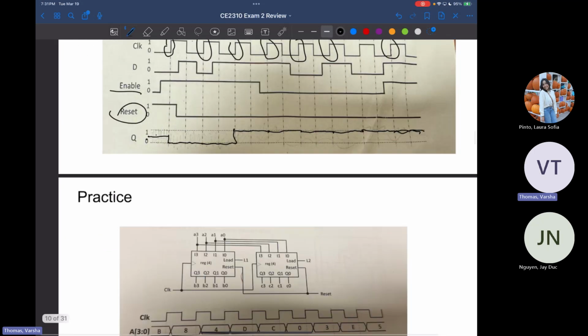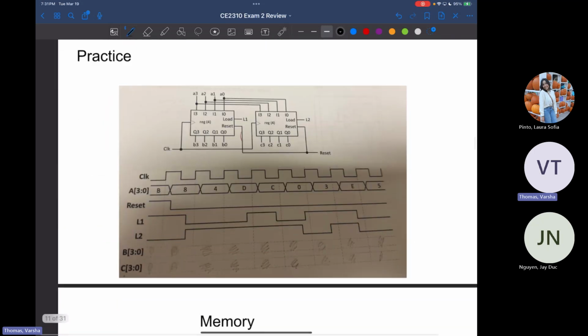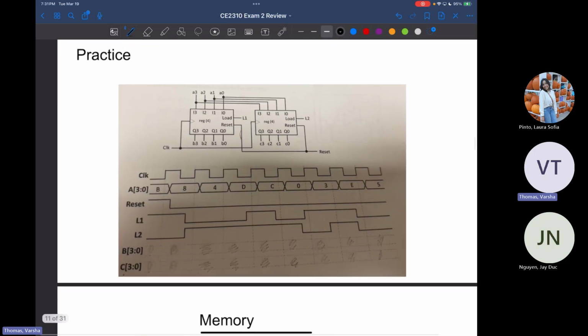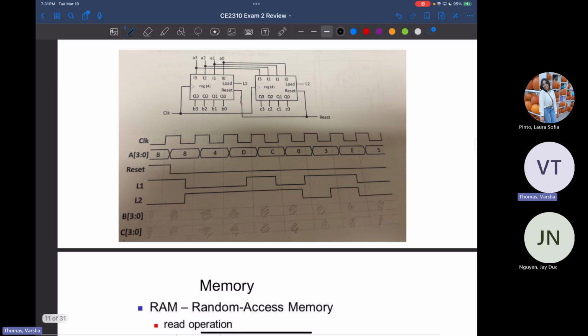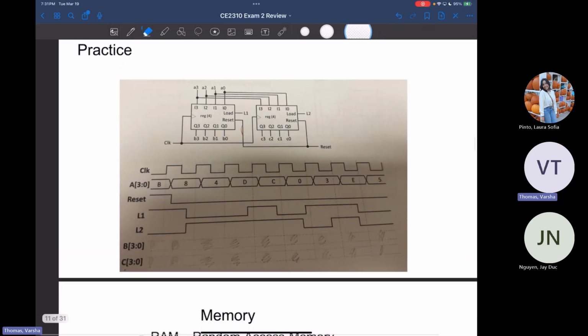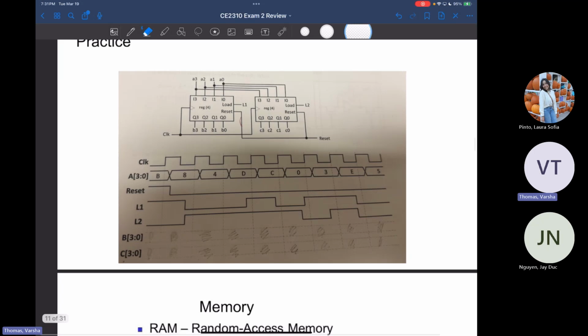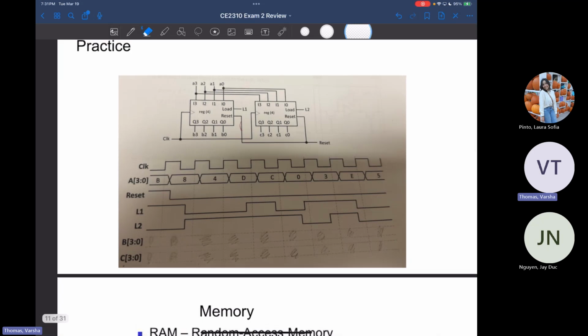Okay, so let's move for another practice. This one is a little bit more complicated. We have a clock, we have A, which is the input, we have reset, we have load 1, load 2, and we have 2 outputs. So for this one, we're gonna, as always, look at reset.